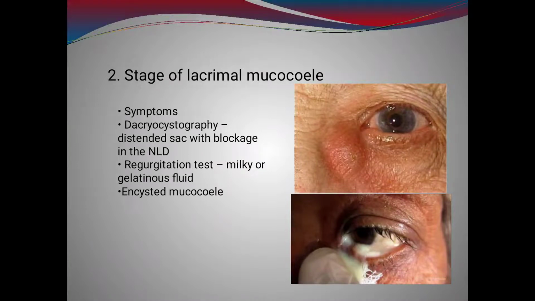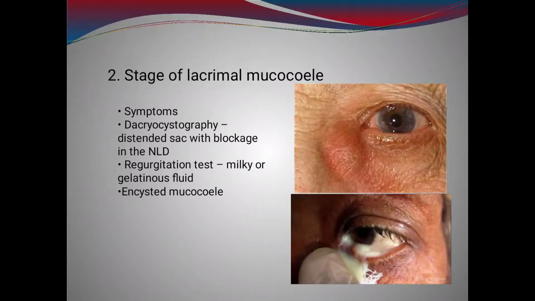The lacrimal sac, friends, is a potential space. So if there is obstruction distal to the lacrimal sac, then the fluid gets accumulated in the lacrimal sac, leading to distension of the lacrimal sac and leading to a condition called mucocele. Muco means mucoid and cele means cavity. So there is a lacrimal mucocele.